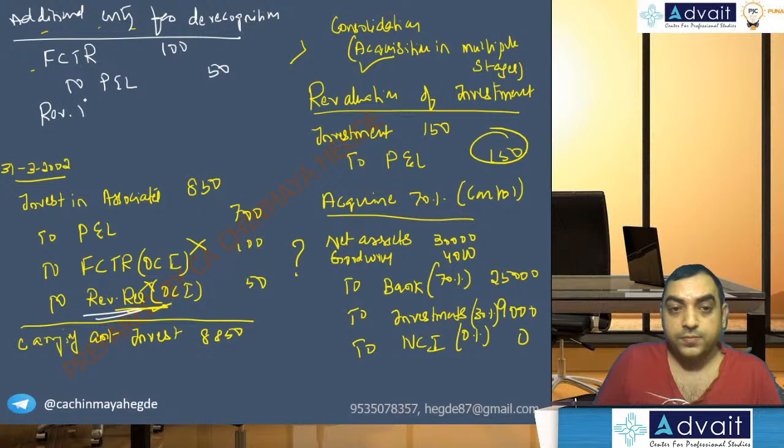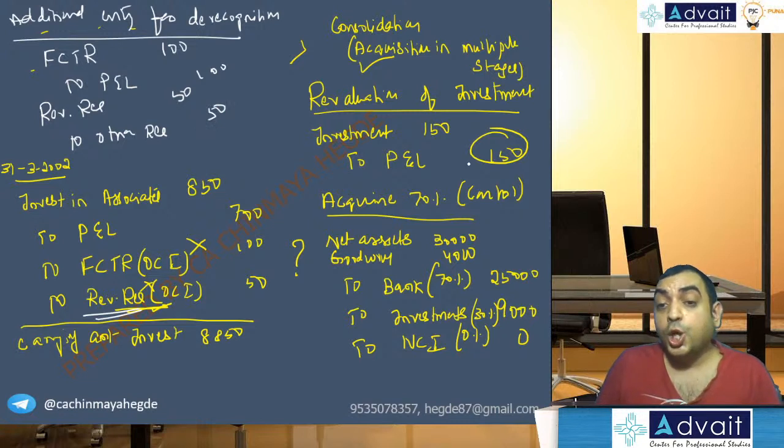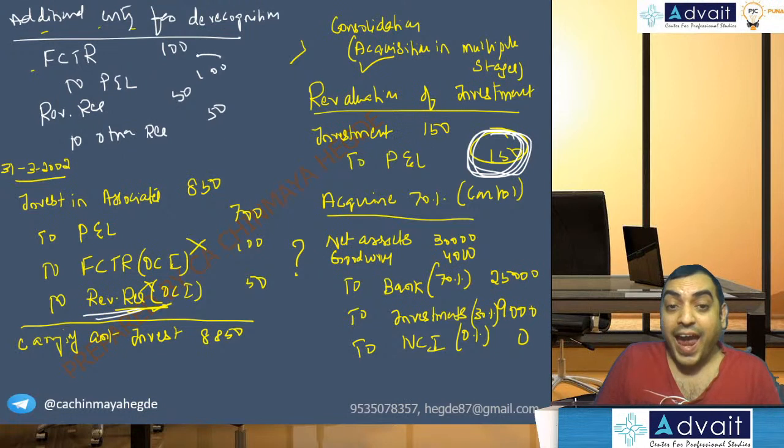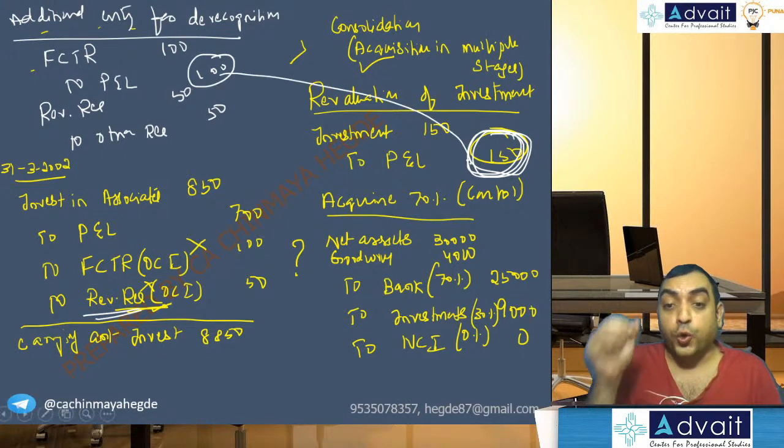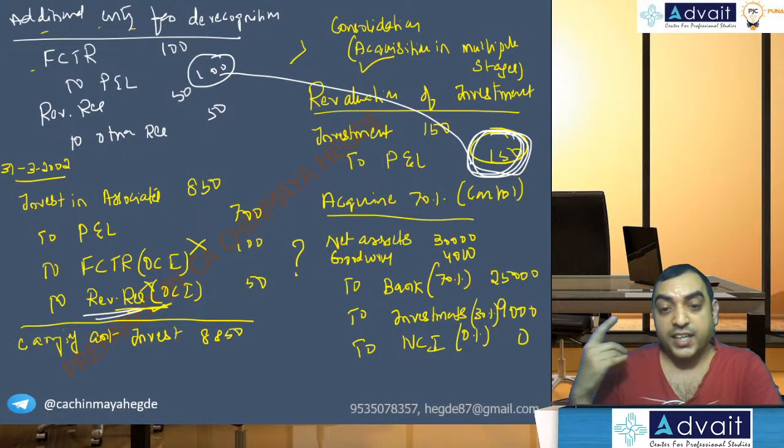Revaluation reserve to other reserves is 50. So actually total profit and loss account, what will be reflected, 150 and 100. Total 250 will go to P&L account. That's what institute has given in one journal entry, but I am giving you in the form of a separate journal entry.